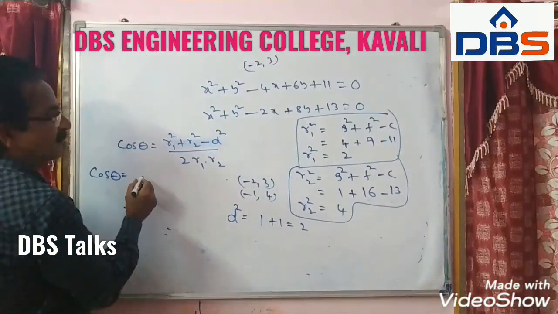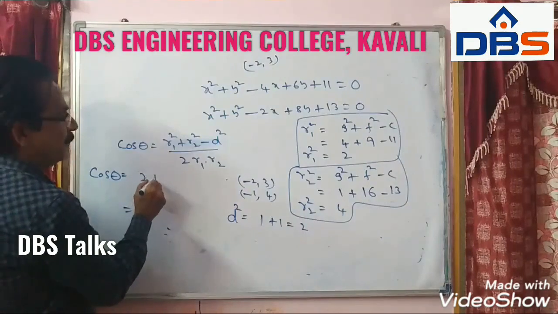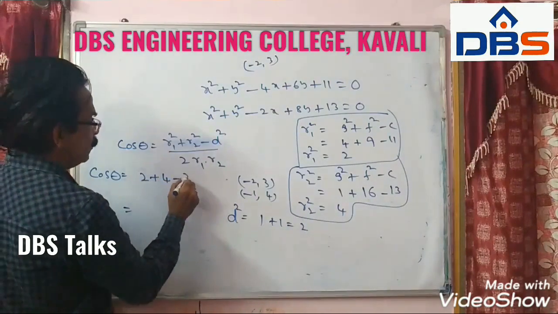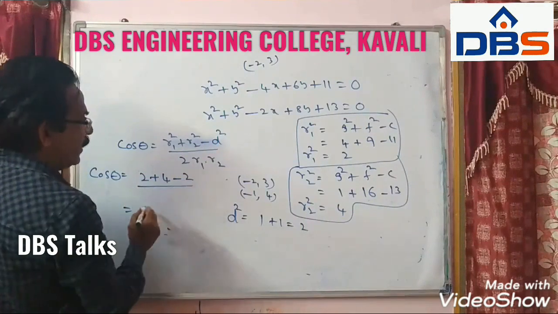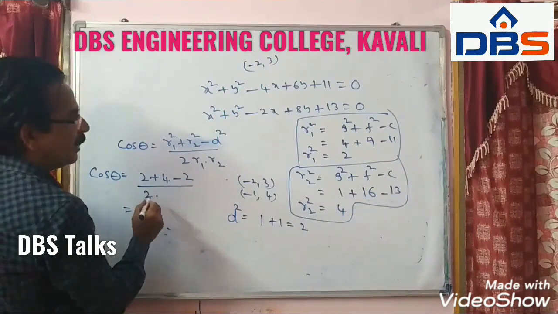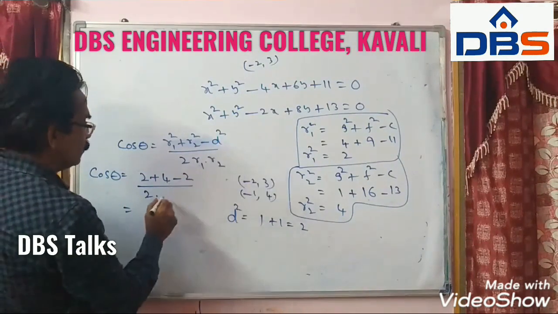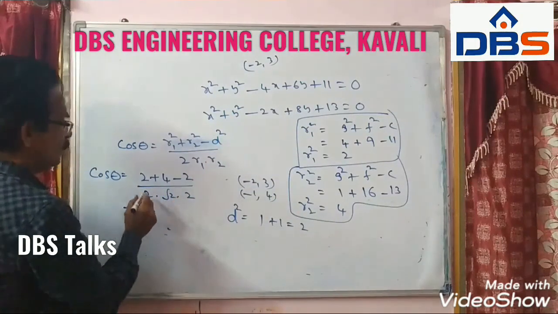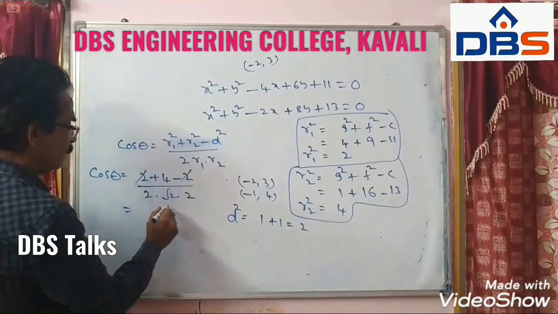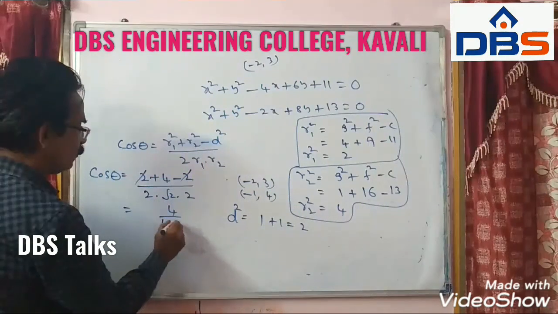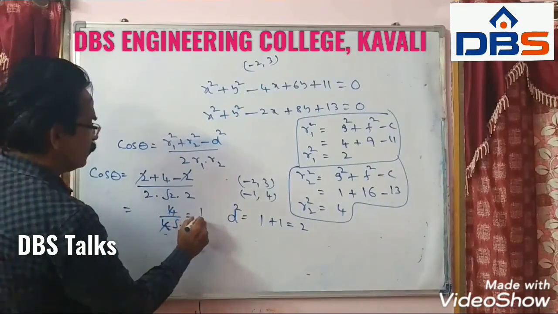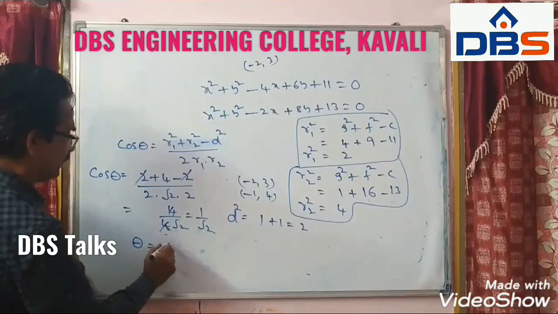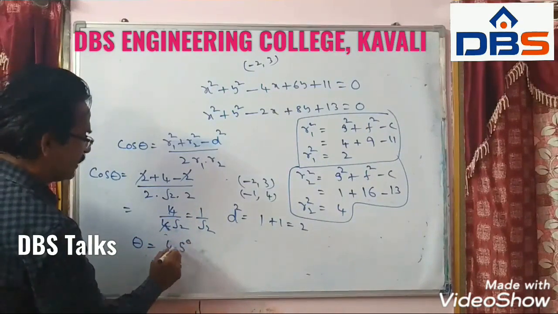So let us substitute once again, friends. r1 square 2 plus r2 square 4 minus d square 2, by 2 into r1 root 2 into r2 2. The 2 gets cancelled, 4 by 4 root 2, that is equal to 1 by root 2. Cos theta is 1 by root 2, which means theta is equal to 45 degrees.